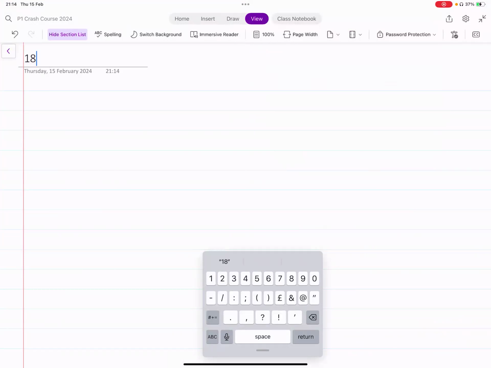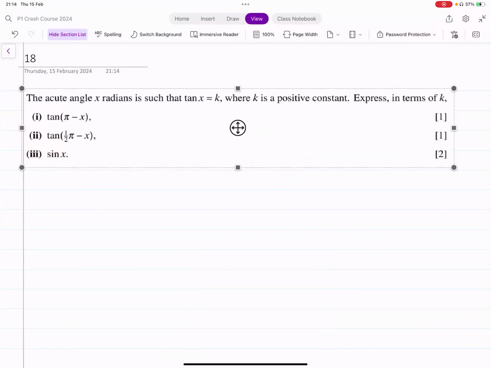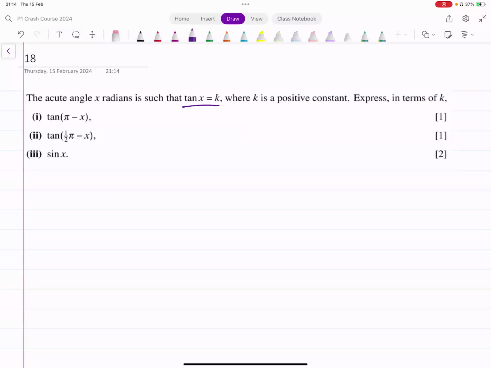Question number 18 from the worksheet. Okay, so again, we have an acute angle, and the angle now is x radians. It is such that tan x equals k, where k is a positive constant. We need to express in terms of k tan of pi minus x, tan of pi over 2 minus x, and sine of x.